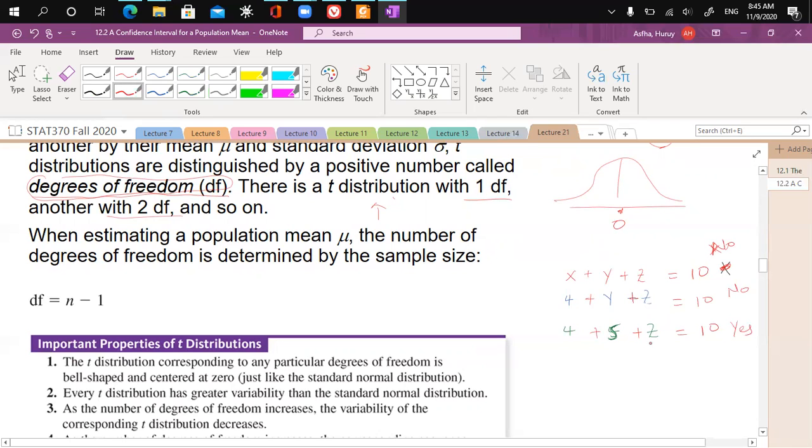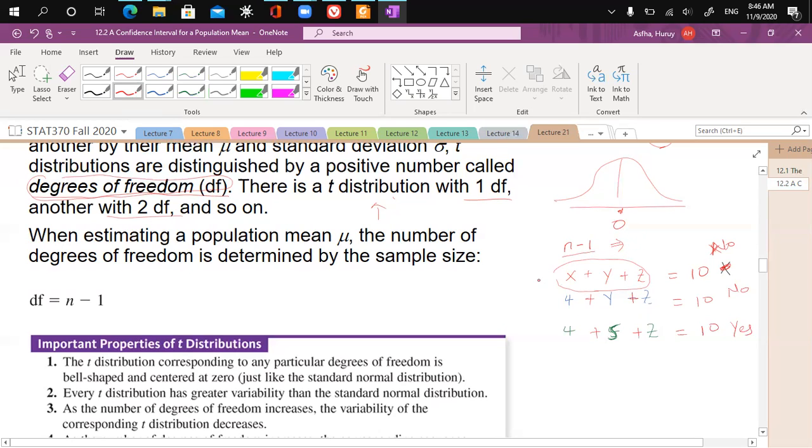Now, this is what we call degrees of freedom. In order to determine the exact value or the unique value of x, y, z, you need to know n minus 1 of them. N is the number of variables in the equation. So if I give you the value of n minus 1 of the variables, then you can determine the value of the remaining one variable. And that variable will be unique. It's not going to be different. It doesn't take different values.